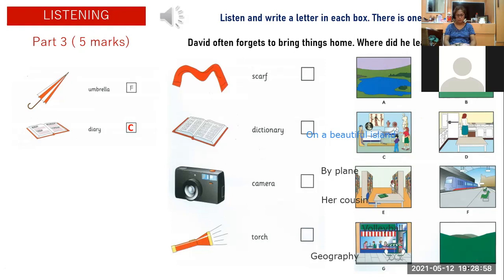David often forgets to bring things home. Where did he leave each thing? Oh, no. Where's my umbrella? I don't know. I took it to London with me the other day, and now I can't find it anywhere. And it's going to rain soon. Oh, I know. I left it at the station. I'll phone them now.